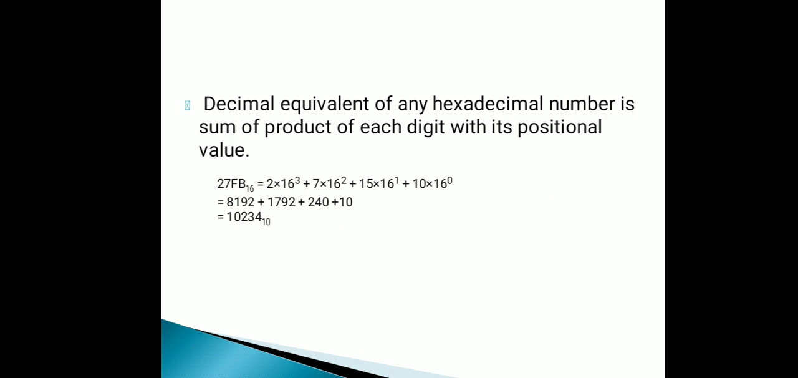Now you can check. Add 2 into 16 cubed plus 7 into 16 squared, that is 1792, and 15 into 16 to the power 1 plus 10 into 16 to the power 0. Now the sum of these numbers gives you the required result.